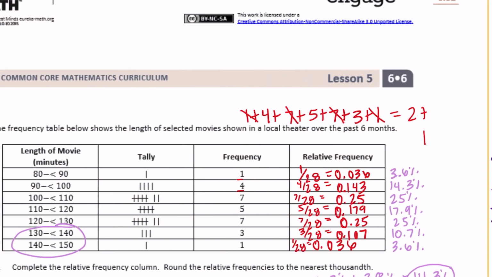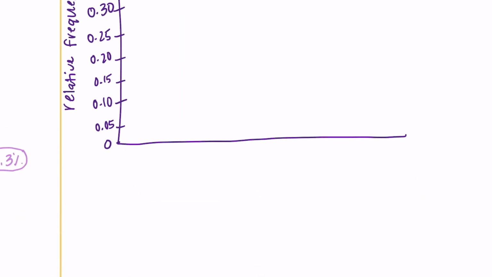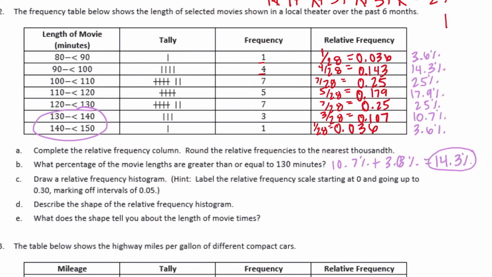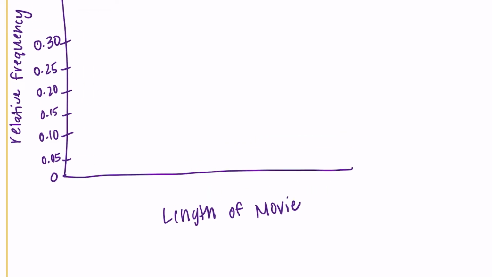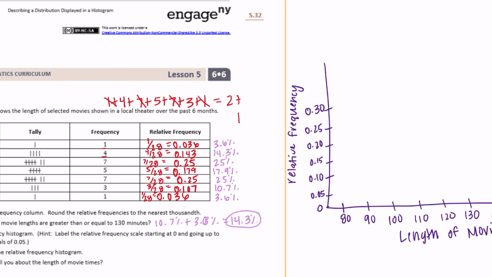And then, let's see, length of movie would go down here. And we go by scale of 80 to 90, and it's growing by 10 every time. So we're just going to count by 10. I'm going to start at 80 and end at 150, counting by tens. So we have 80, 90, 100, 110, 120, 130, 140, 150. Okay, so now we just need to draw everything.